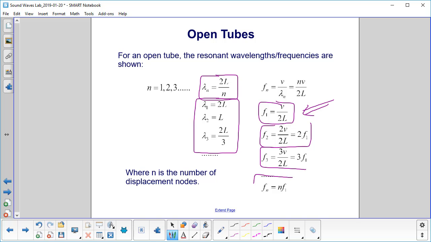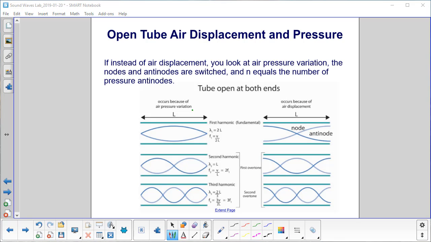So we can generalize that F sub n is equal to n times the fundamental frequency F sub 1, and n is the number of displacement nodes. If instead of air displacement, which is what we've looked at so far, and that's this column over here, you look at air pressure variation, the nodes and the antinodes are switched, and n equals the number of pressure antinodes.